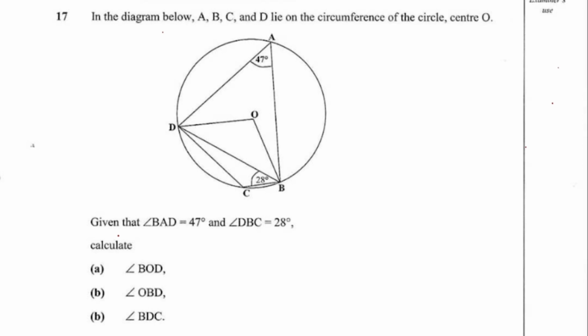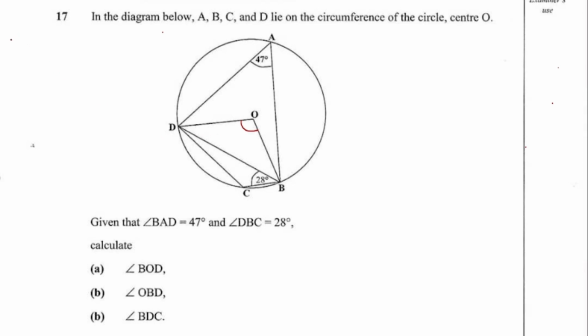And the question says, in the diagram below, A, B, C, and D lie on the circumference of a circle center O. Given that angle BAD is 47 degrees and angle DBC is 28 degrees, calculate angle BOD, which is this one here, the angle at the center.